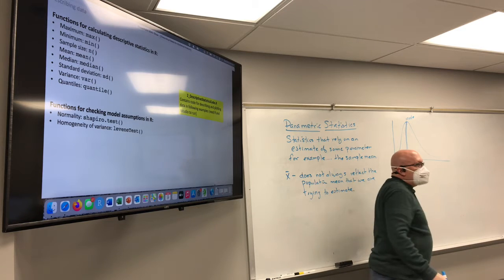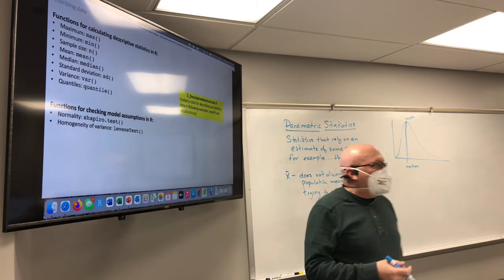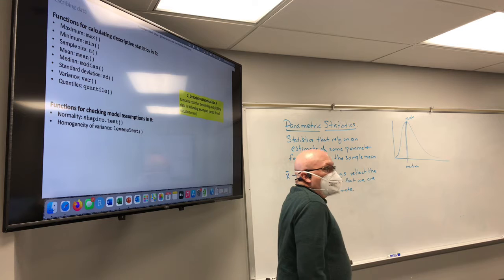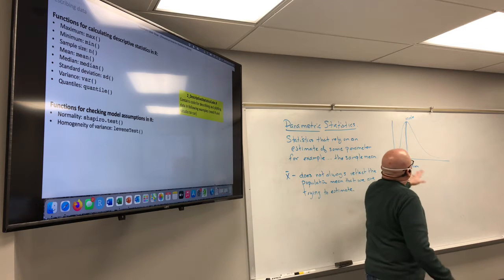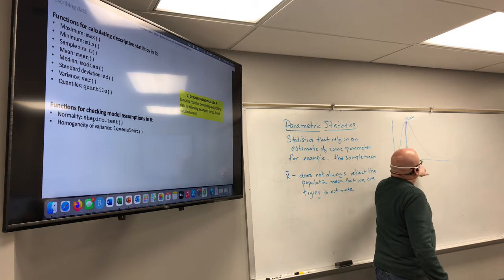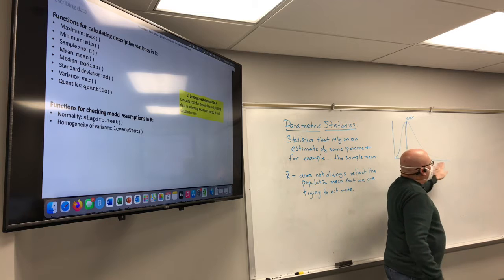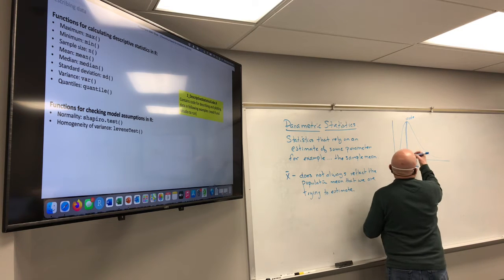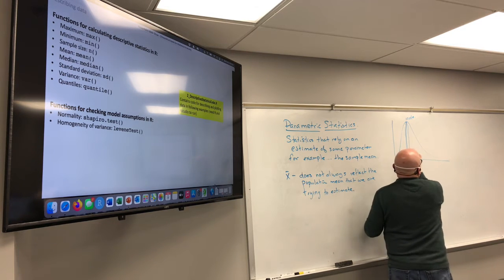Who can tell me what the median is? Yeah. 50th percentile, the middle value of the data. Okay, it's the middle value of the data, so it'll be a little below or a little above the mode, depending on how skewed this is. So the median could be here, the median could be there, and it'll all depend.